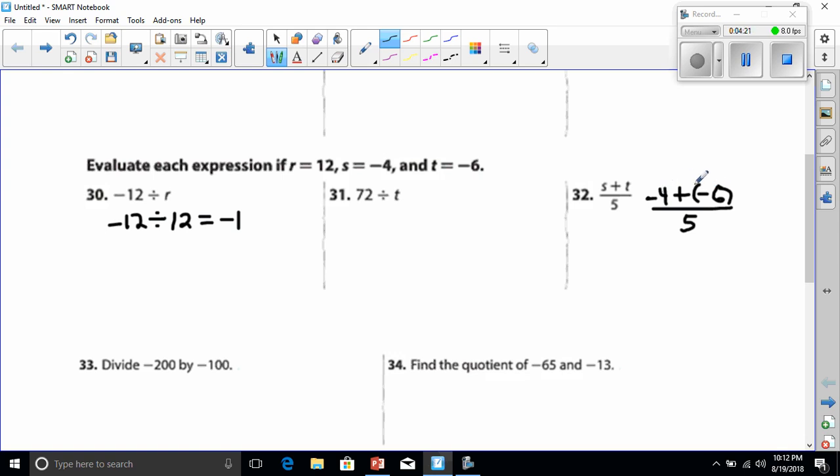We've got -4 plus -6. Well, that's like saying I owe $4, and then I'm going to combine it with another debt of $6. That's going to make -10. And we're going to divide -10 by 5. Now we know that we have a negative number divided by a positive number. That's going to leave us a negative number. And 10 divided by 5 is 2. So our answer will be -2.